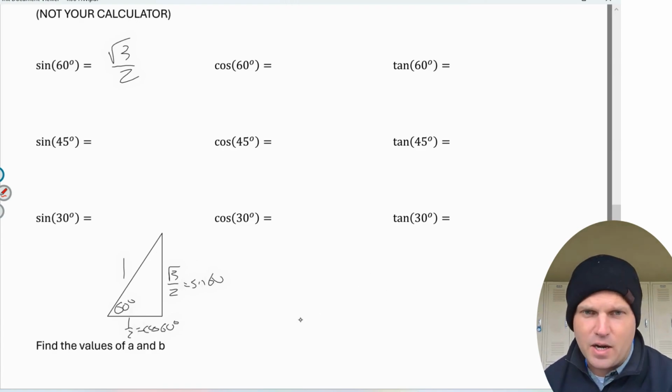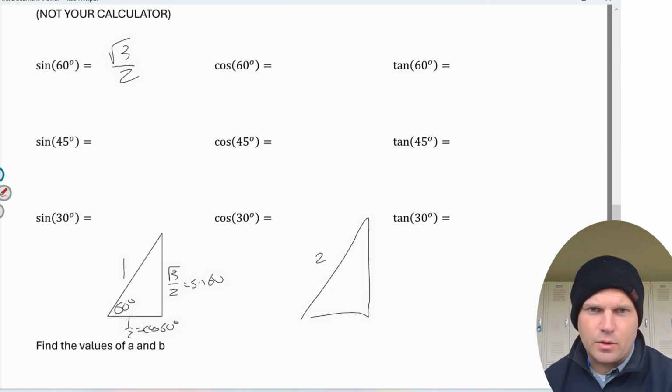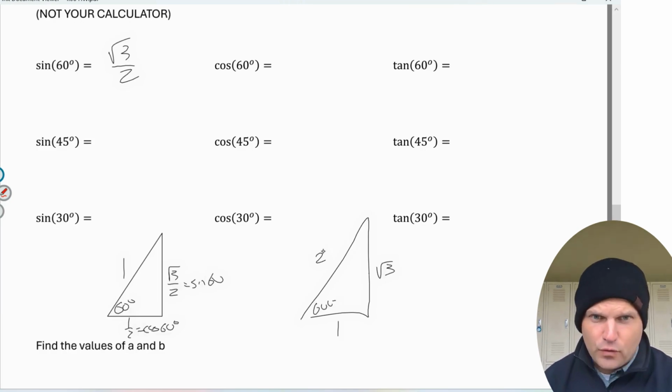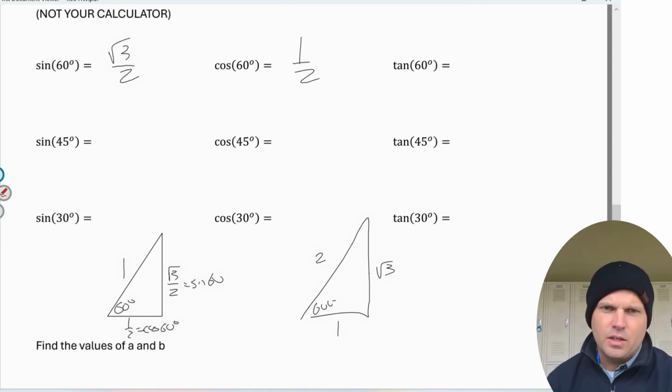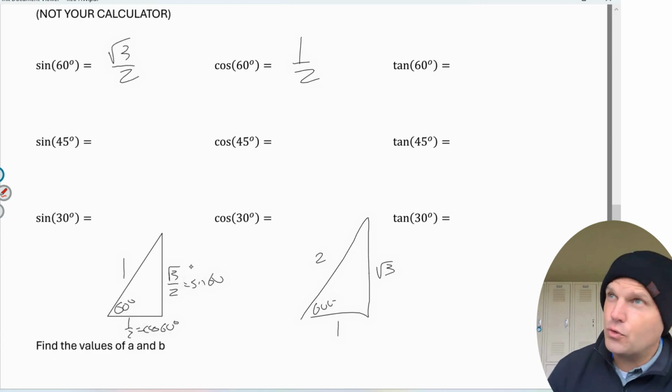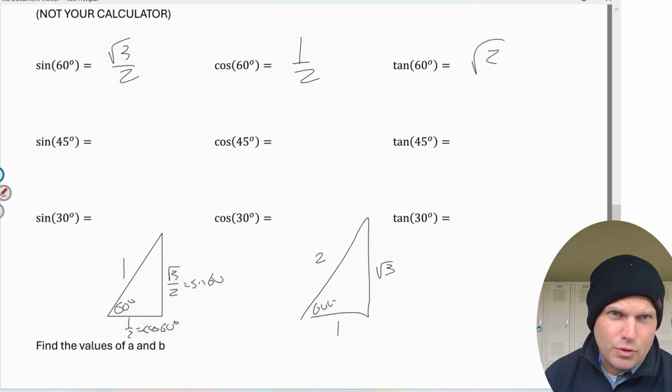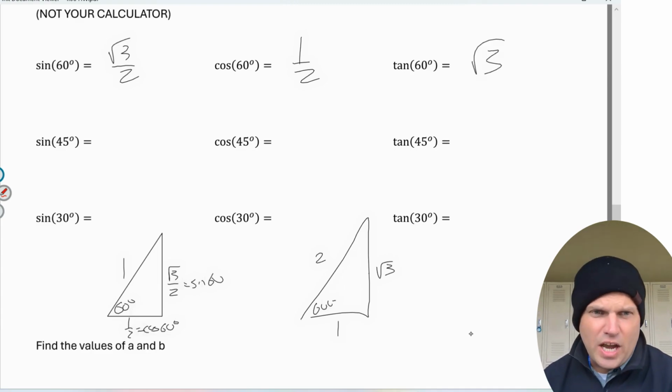And it doesn't matter if you're talking about the bigger triangle where the hypotenuse is 2, double the size. What's the sine of 60? Root 3 over 2. What's the cosine of 60? 1 over 2. This is what we're talking about here. What's the tangent of 60? Root 3 over 2 divided by a half, or root 3 divided by 1. Root 3.